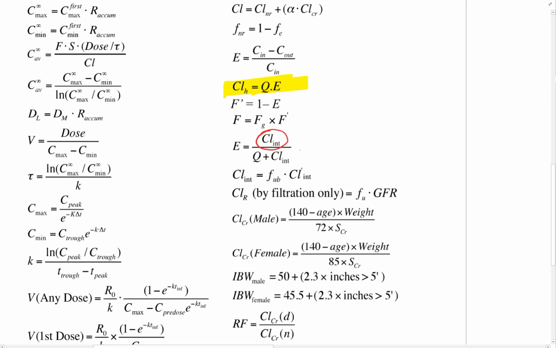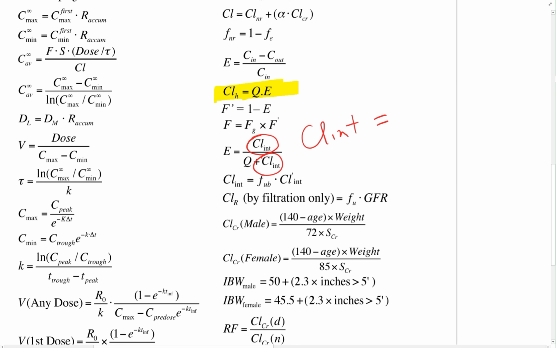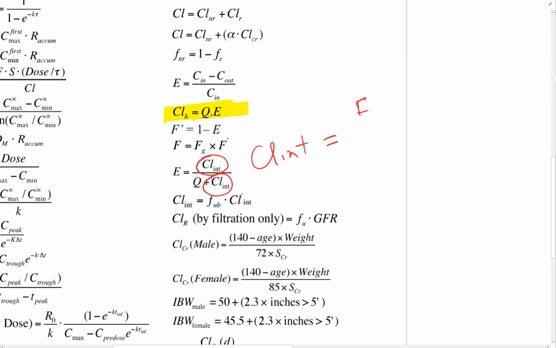So what manipulation do you have to do? If you do the manipulation, you can calculate CLINT. CLINT is equal to E times Q divided by 1 minus E. If you play with this, you will come up with this CLINT. So we will use this equation. As you can see, this format of the equation is not in the equation sheet, so you either have to memorize this or just know how to manipulate the equation.